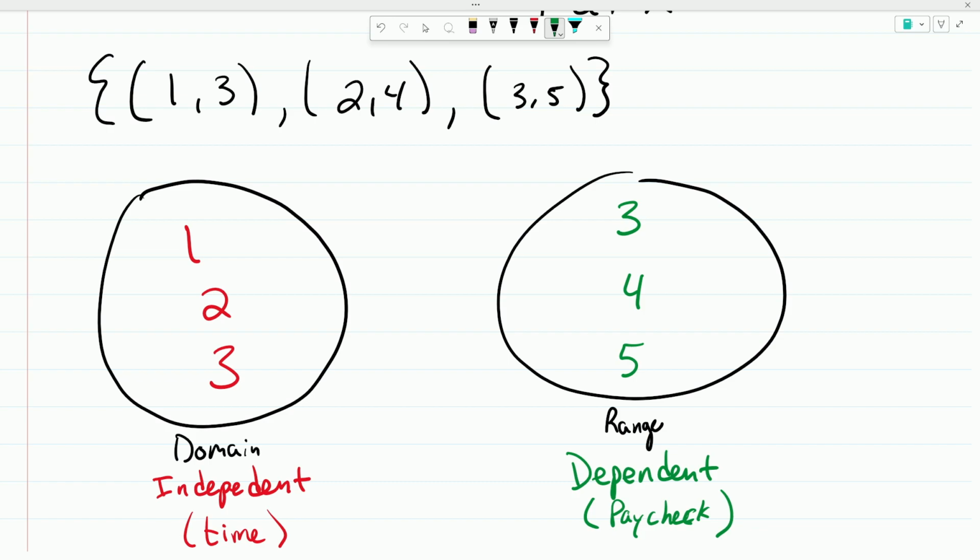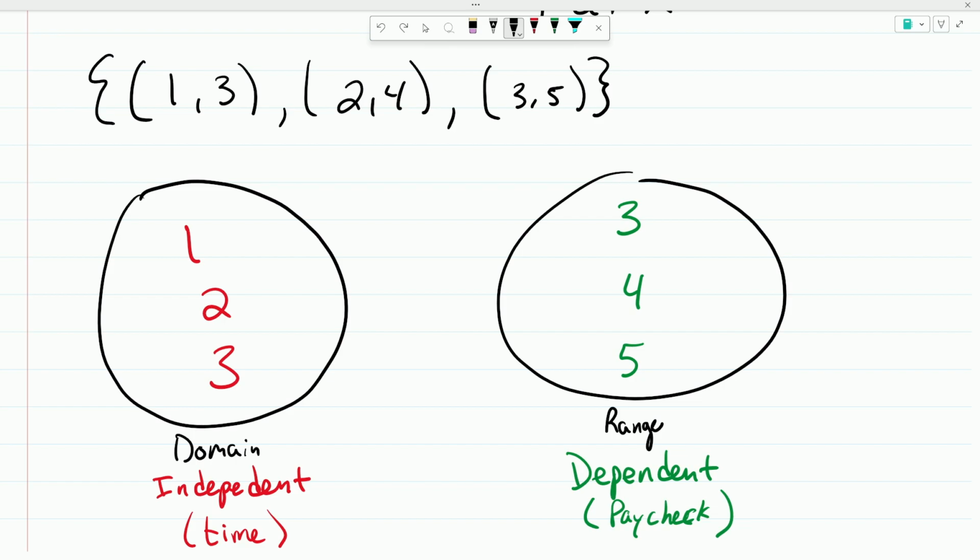The fact of the matter is, your paycheck is dependent. So our paycheck is dependent upon how much we actually work, how much time we put in. Okay. And the goal of life and the whole reason why you're in school right now is so you can work as little as possible and make as much money as you can. So that's the game, right? That's the game we're playing here. All right. So let me just recap real quick. Independent variables or independent values, domain. Dependent values, range. All right.